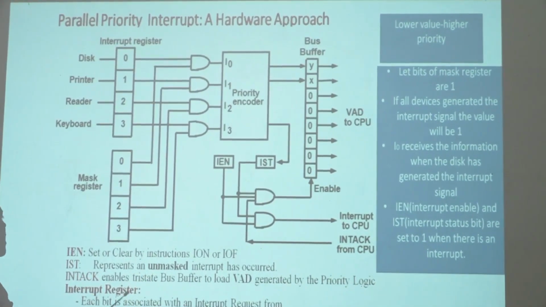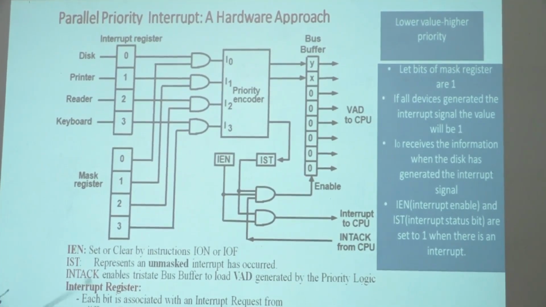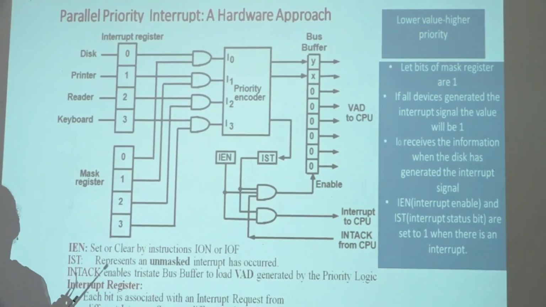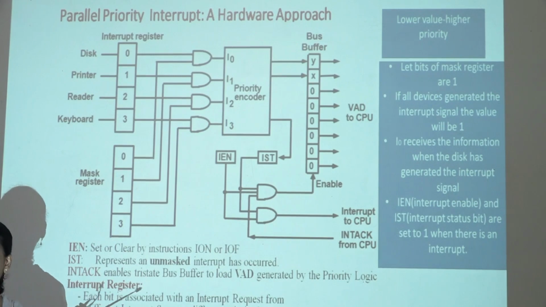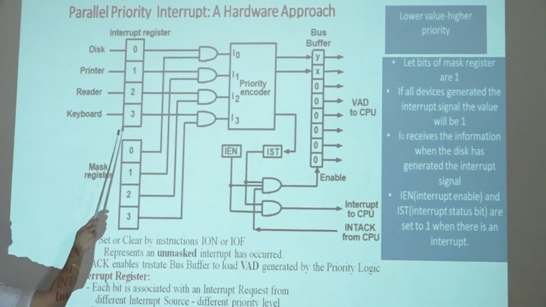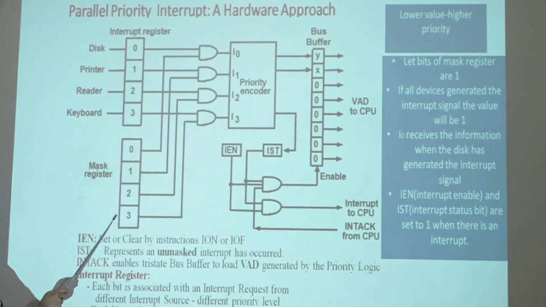This is also a hardware approach. This is also one of the approaches which finds out which device has to be serviced by the CPU if more than one device has generated the interrupt request. So here we have a register called the interrupt register and a mask register.